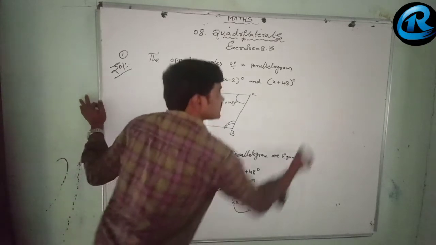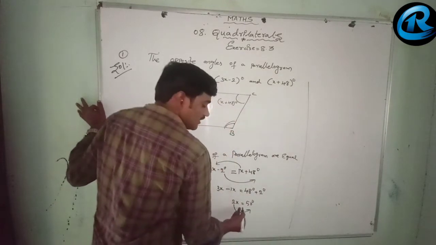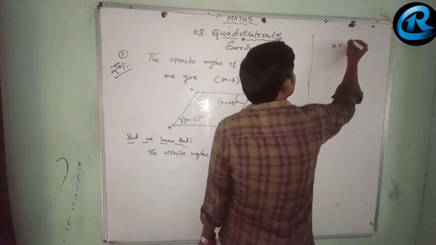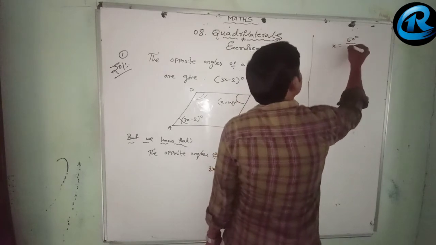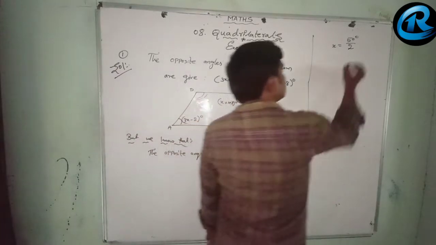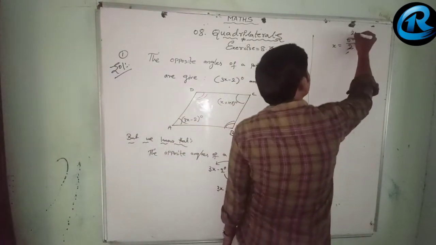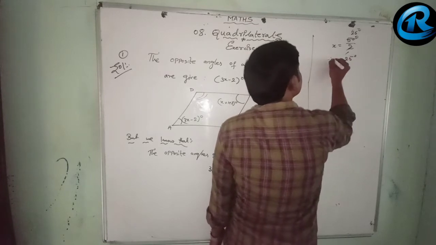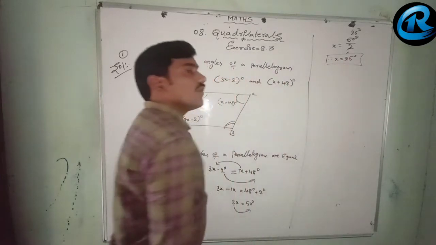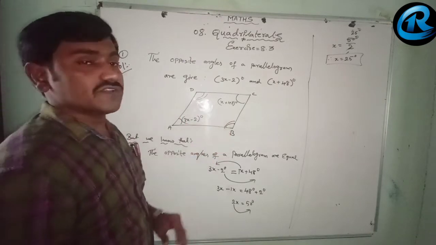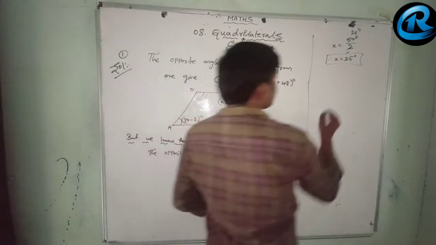This 2 will transfer to the other side. The 2 is multiplying x, so now the 2 will divide. So we can write x equal to 50 degrees by 2. How did you get the 50? Here 48 plus 2, that is 50. 2 fives are 10, so x equals 25 degrees. With this we have not completed the solution. Actually we have to find all the 4 angles, angle B and angle C also. So let us see now.